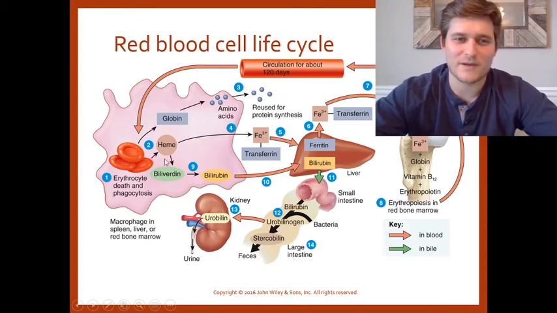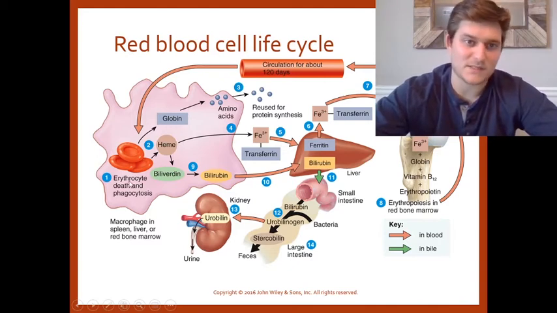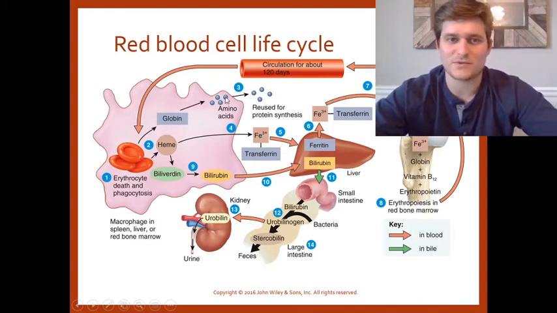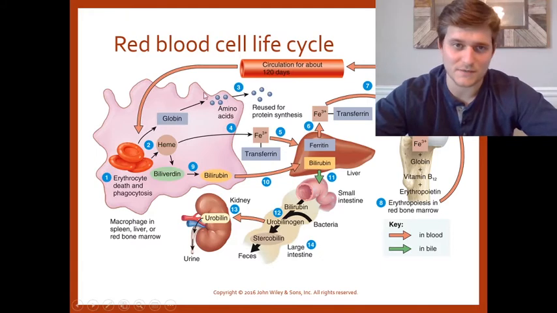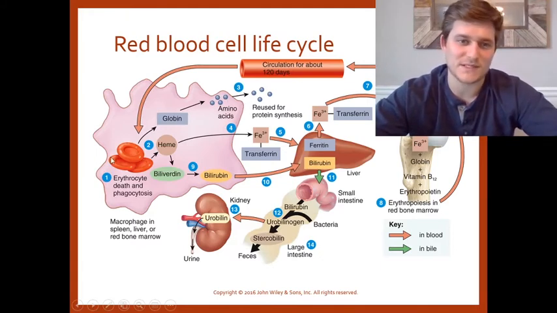And so the red blood cell will be picked up by macrophages in the spleen and the liver or the red bone marrow. And then its parts are basically recycled. So we got globulins, which are proteins. And so those amino acids can be used for protein synthesis.